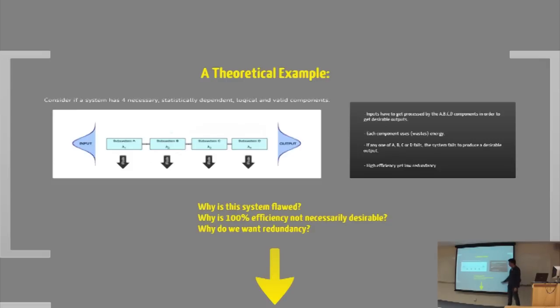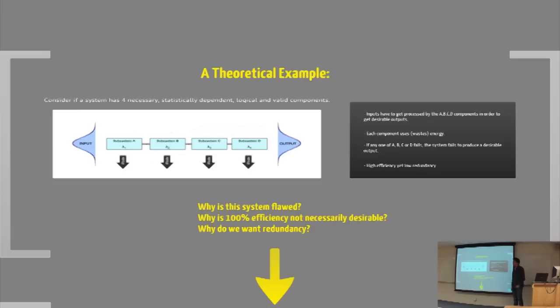So my question to you guys is this: why is the system flawed? This is 100% efficiency. If you think of each subsystem A to D as the most necessary, logical, and statistically dependent steps in your plan or any kind of system, why is that 100% efficient, and why is that not necessarily desirable? And of course, the lead-on question is, why do we want redundancy?